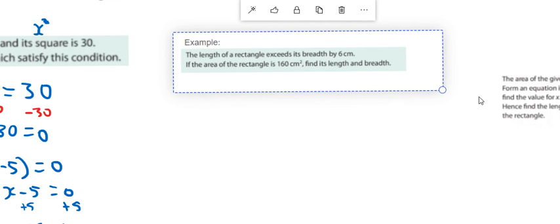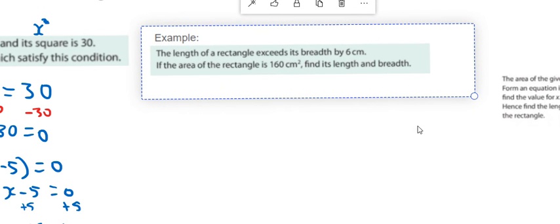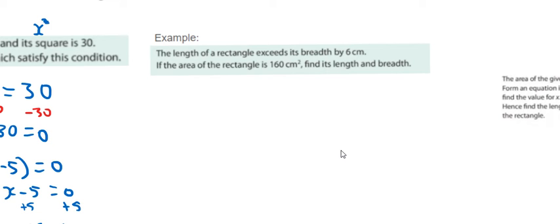Let's look at the second example here. This is a bit more real life. This is an area problem. The length of a rectangle exceeds its breadth, or breadth is kind of the same thing as width, by 6 centimeters. If the area of the rectangle is 160 centimeters squared, find its length and breadth. So let's just draw a rectangle here, and then we can figure out from that what's going on.